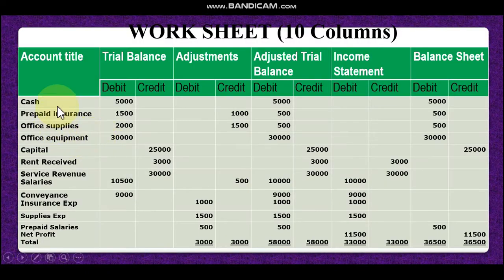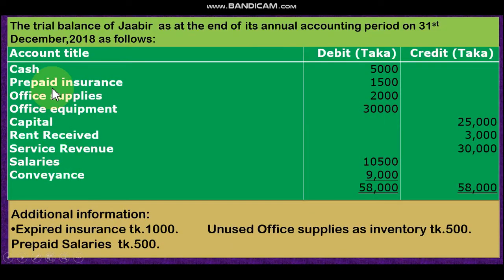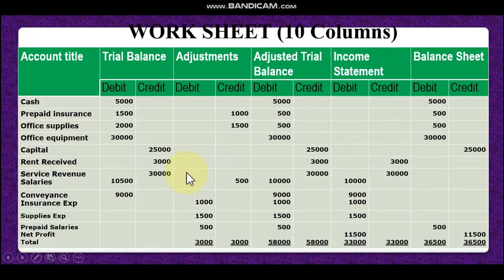Dear student, this is the format of the worksheet. This is the 10 column worksheet format. All of you know, as we discussed in the first class, at first we have to write all the items of the trial balance. That means cash, prepaid insurance, office supplies, office equipment, capital, rent, service revenue, salaries, conveyance. All items from cash to conveyance in the trial balance, and all the money is recorded directly here. So we copy the account titles and the trial balance here.